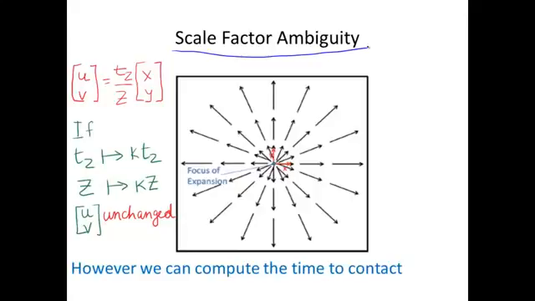So imagine that I took the world and I made the world k times bigger, and I made my movement k times faster. So z becomes kz. Imagine that everything in the world is twice as big and I move twice as fast. What will happen to the optical flow? Since tz upon z, that ratio, is not going to be changed, the optical flow field will be exactly the same.